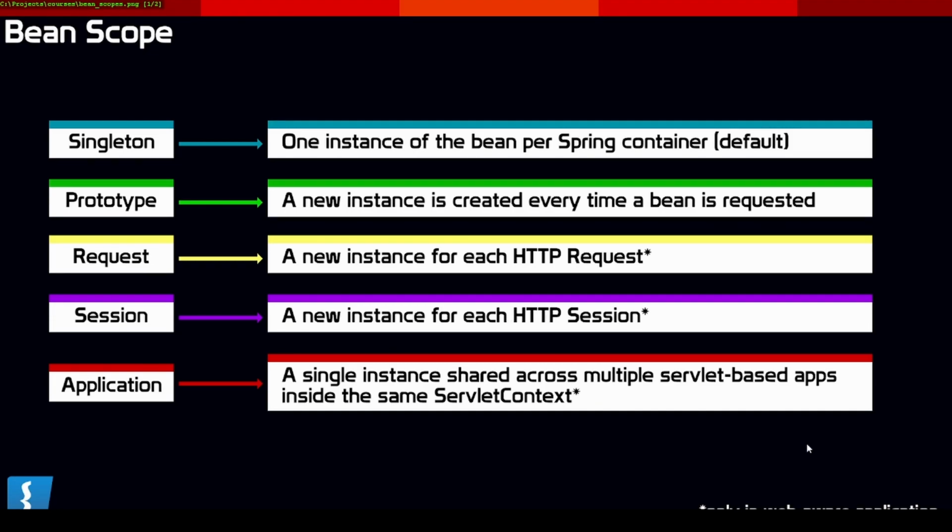And there is also application scope, which is similar to the singleton one, except that a single instance is created across multiple servlet-based applications inside the same servlet context. There is also another one, a sixth one, which is WebSocket scope, and this only refers to beans that are used in WebSocket connections. The last four, so request, session, application, and WebSocket, are only for web-aware applications.